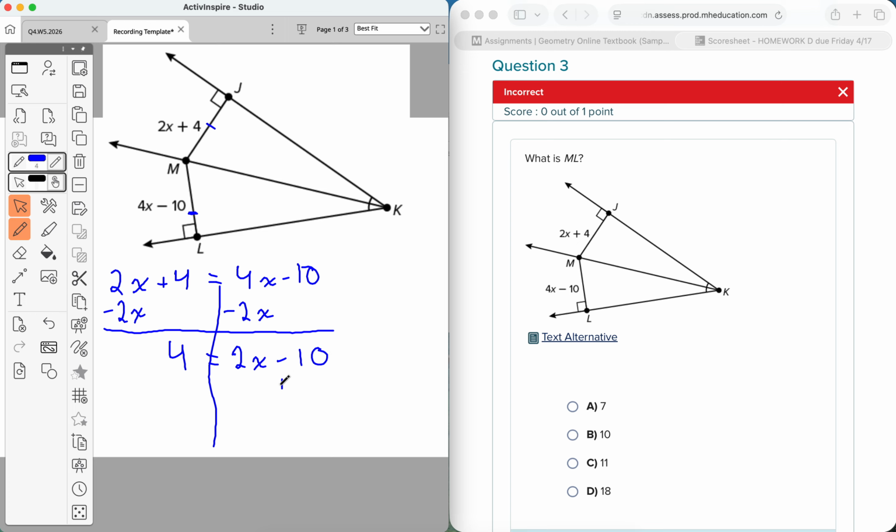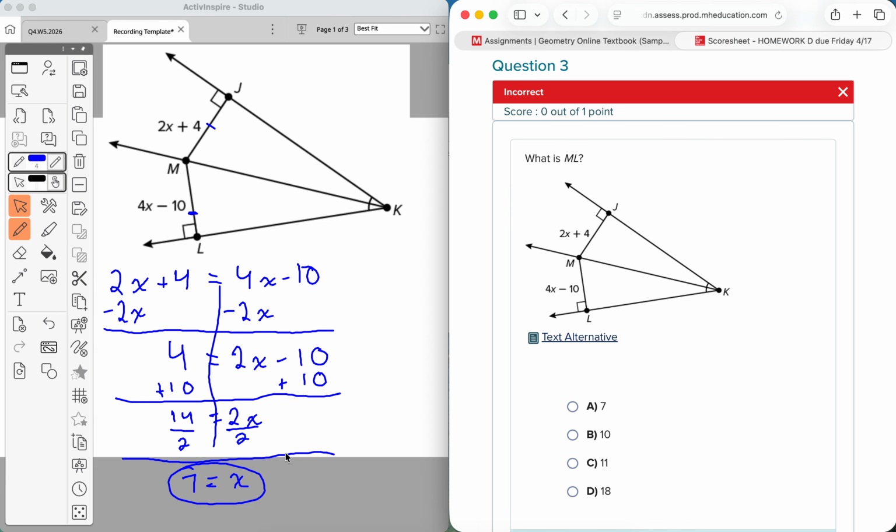Next, I should eliminate this 10 by adding 10 on both sides. That gives us that 14 is equal to 2x. Last step would be to divide both sides by 2, which leaves me x equals 7. And they did something tricky here. They made the first option 7.